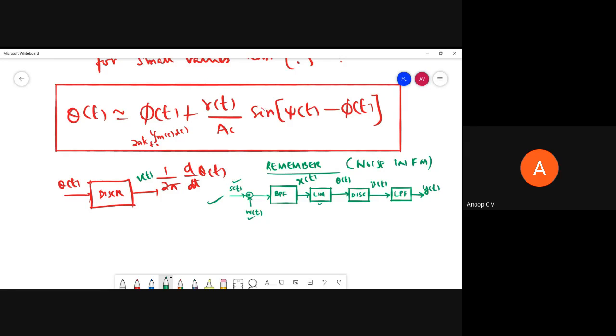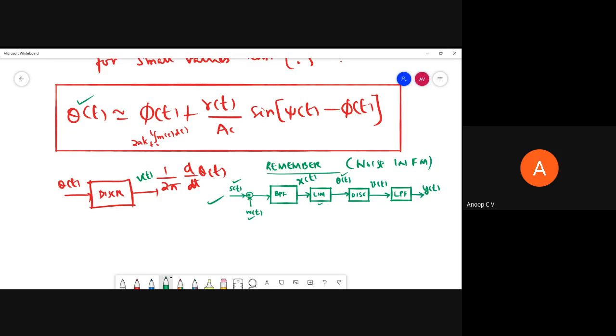After the limiter, the wave will be somewhat like a square wave, not exactly a square wave, of course with a different duty cycle. Then we tried to find out what this theta of t is, which we found in the last class. This theta of t is given to a discriminator, and we have seen a discriminator in turn has a slope circuit, or a differentiator, and an envelope detector. From here onwards we have to see.